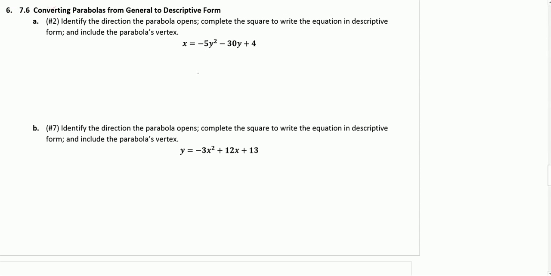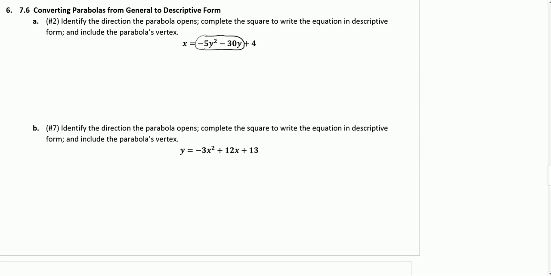The one that's squared is the y term. So we want to solve for x. It's already solved for x, which is nice. And so now all we need to do is to get it into the correct vertex form. So first of all, we're going to focus in on the two terms that include the y.